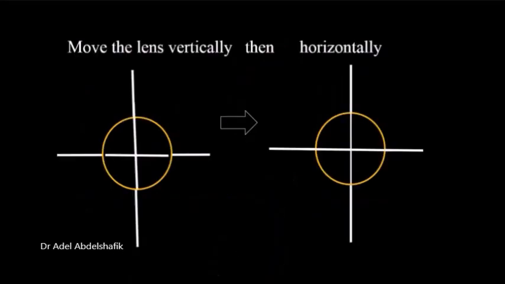We repeat the movement vertically, then horizontally. When the speed and the direction of line shift is the same in both directions, then we are dealing with sphere. If we are dealing with a cylinder, the rapidity of movement or the direction of the movement will be different. This will be explained in details in another video.